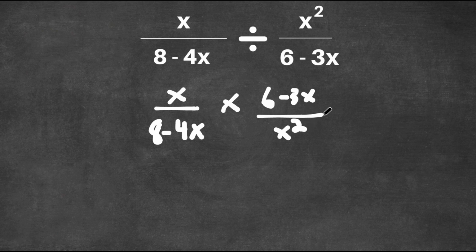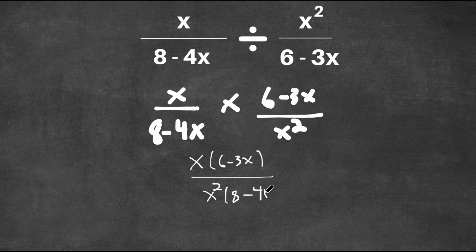All right, so now that we have this, let's multiply these two terms. So we're going to have x times (6 minus 3x) over x squared times (8 minus 4x). And x divided by x squared. What is x divided by x squared?